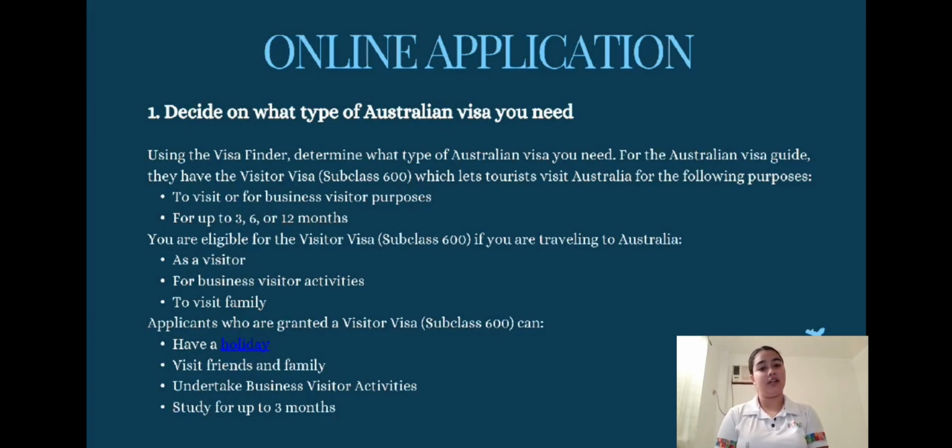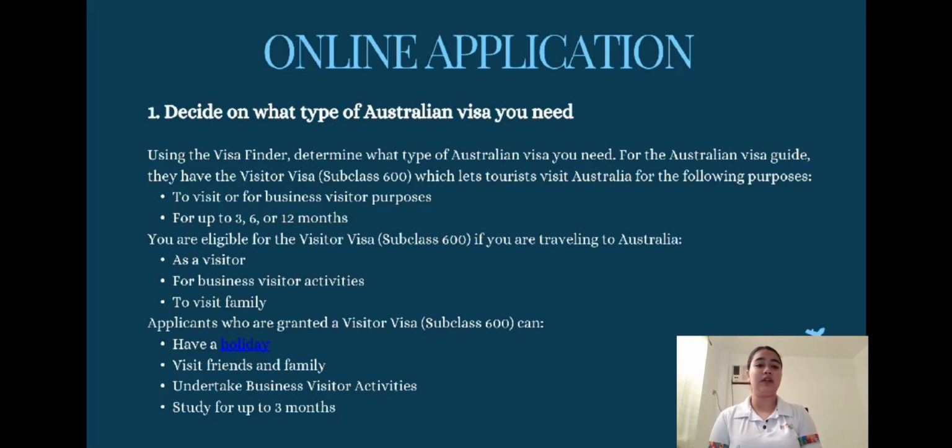First, you need to decide what type of Australian visa you need. Using the visa finder, determine what type of Australian visa you need. In the Australian visa guide, they have the so-called visitor visa or the subclass 600, which lets tourists visit Australia for the following purposes. First is to visit, or for business visitor purposes. This is for up to 3, 6, or 12 months.